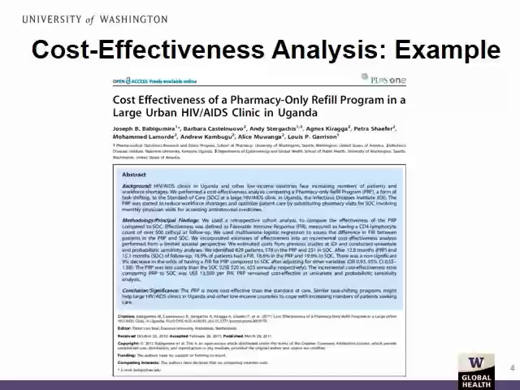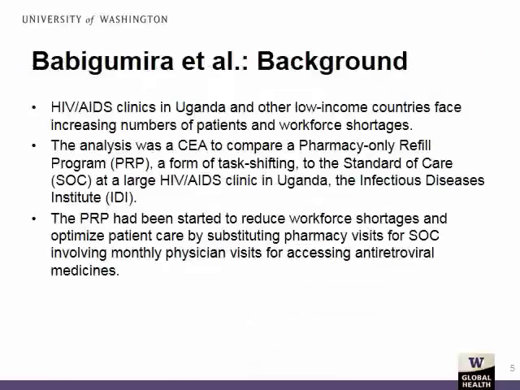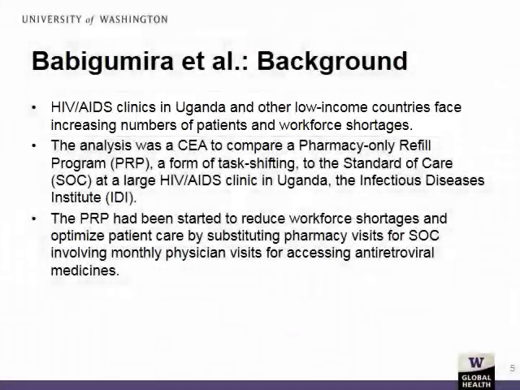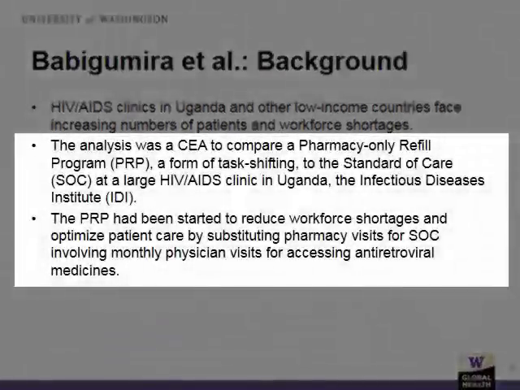So we did this study, which was a cost effectiveness analysis, and the outcome was in natural units. And the background was the same as the other one, as you know, severe health worker shortages. And the IDI clinic in which I used to collaborate and did some work had a program called the Pharmacy Only Refill Program, or PRP. And that was the first comparator, and we compared it to the standard of care. And the standard of care was patients being seen on a month-to-month basis by doctors.